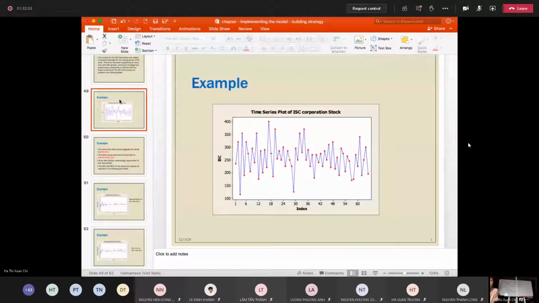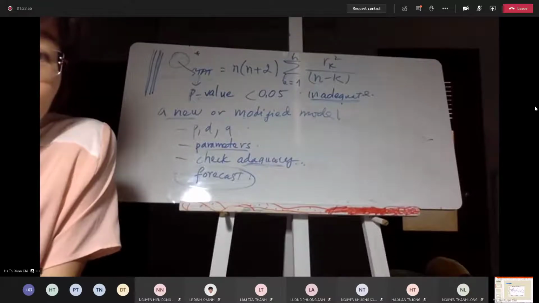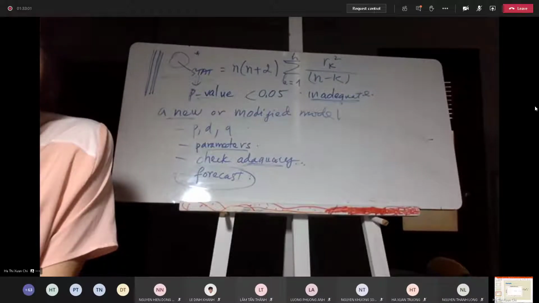In this example, I'm showing you three steps. The first is model identification. The second is estimating parameters. Then model checking, and finally the forecast. So let's see. With data like that, I can draw the autocorrelation function.